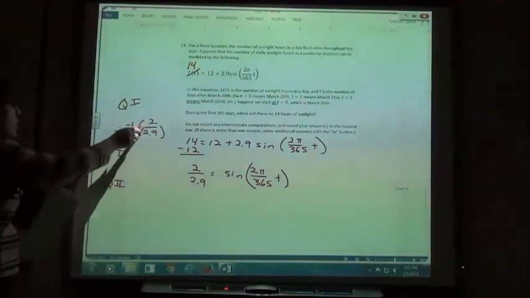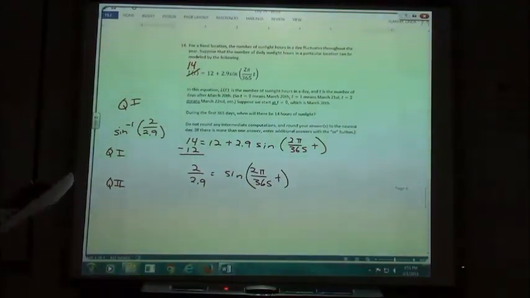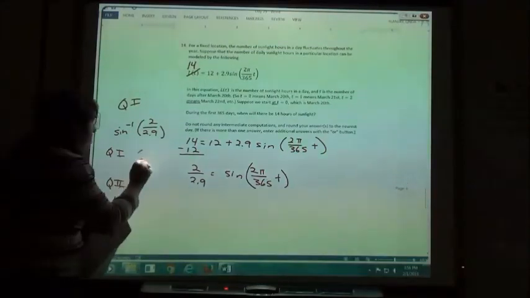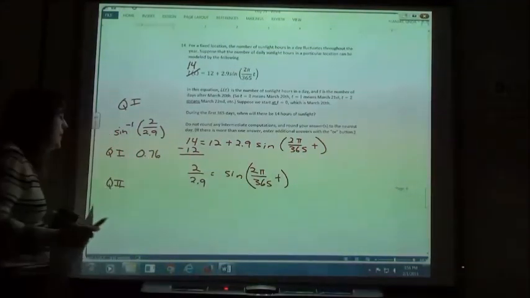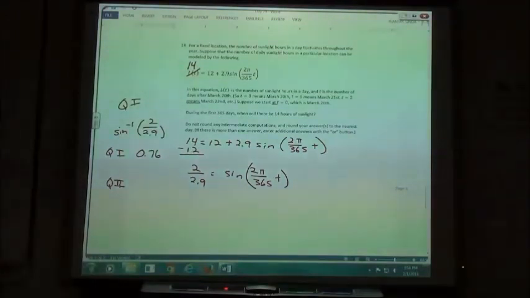So, first of all, figuring out our inverse sine. Again, we're in radian mode. Shift sine, parentheses, 2 divided by 2.9, gives us, rounding off to the nearest hundredth, 0.76. That one's in quadrant 1. We don't have to do anything to move that one, but we also need to find quadrant 2.